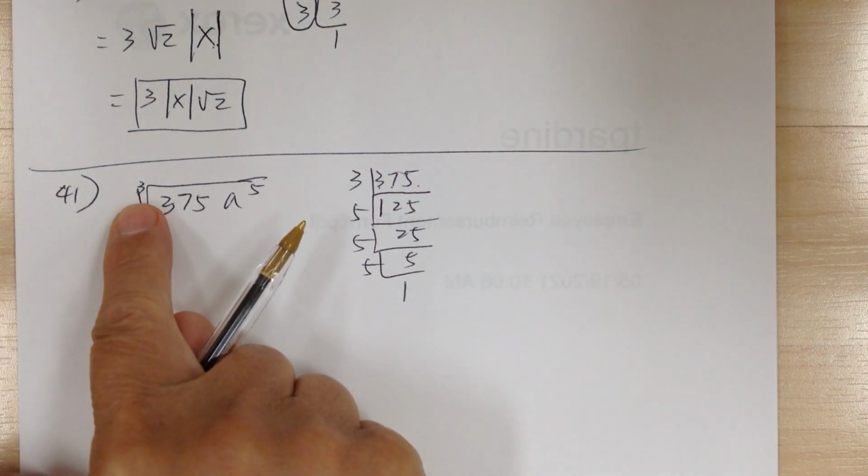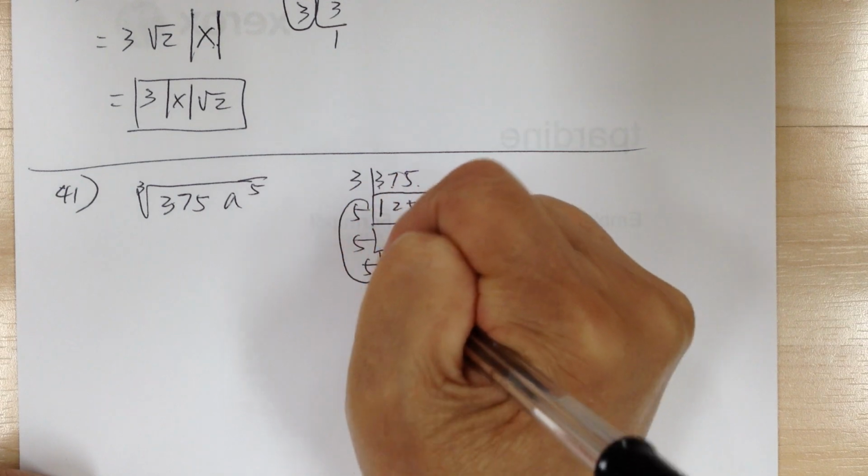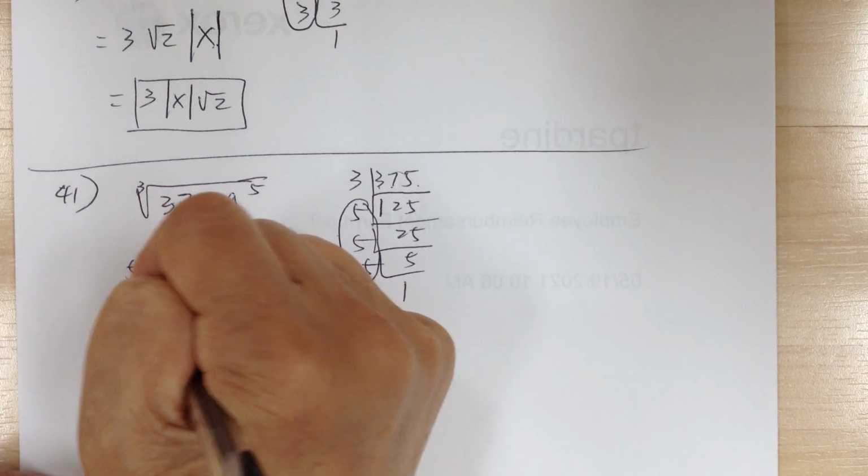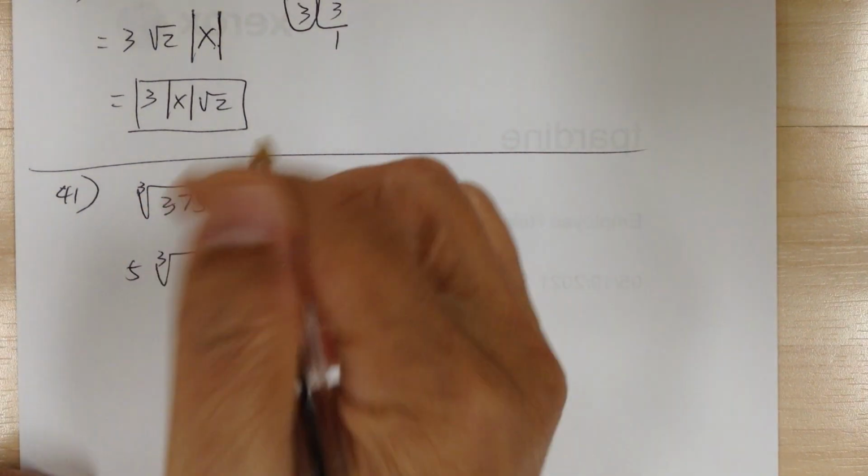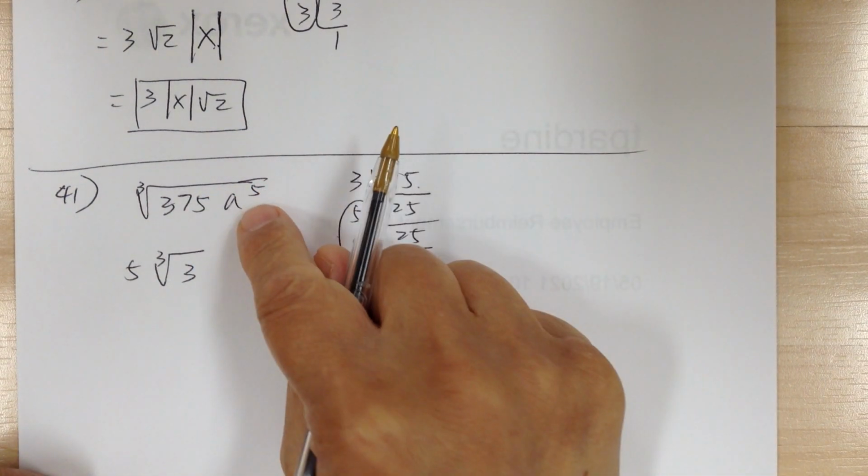Okay, so now, again, the index is 3. So you need to get 3 radicands to make an integer. So this will be 5 cube root of 3. Okay, now a to the 5.